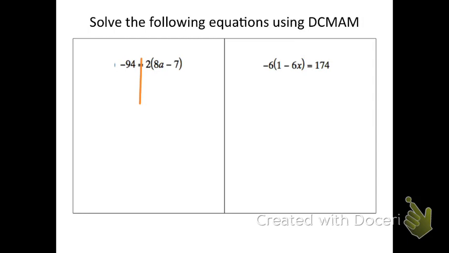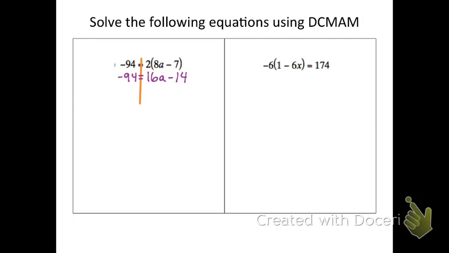So I'm going to distribute the 2 to the 8a minus 7. My next line will be 16a minus 14, and then equals negative 94 on the other side. Then I want to look to see if there are any like terms on the left side of the equal sign or on the right side. And there aren't, so I can skip that second step. Then the third step is Mexico, which is move the smallest variable. Since we only have 16a as our variable, I'm going to skip that step as well.